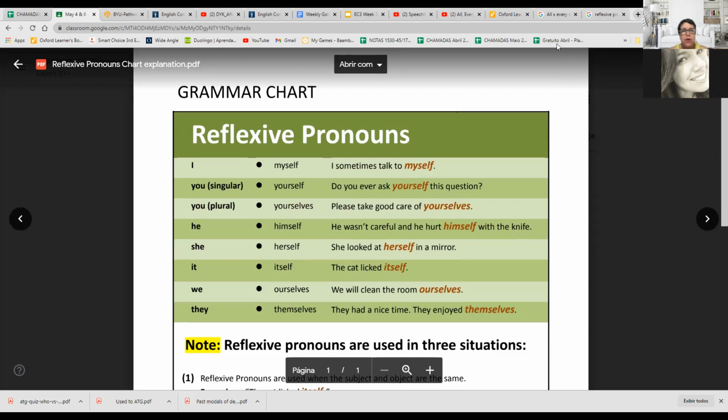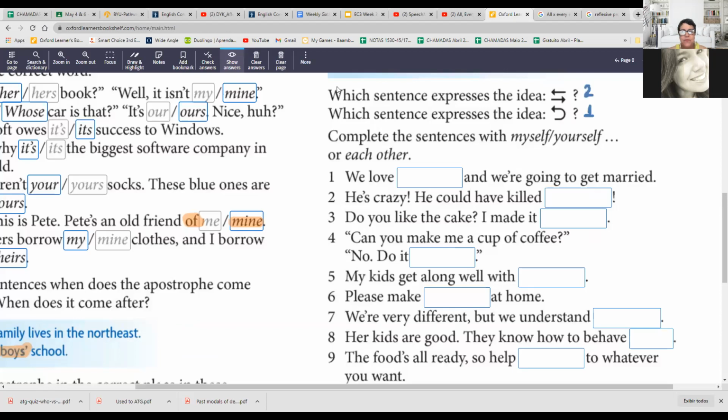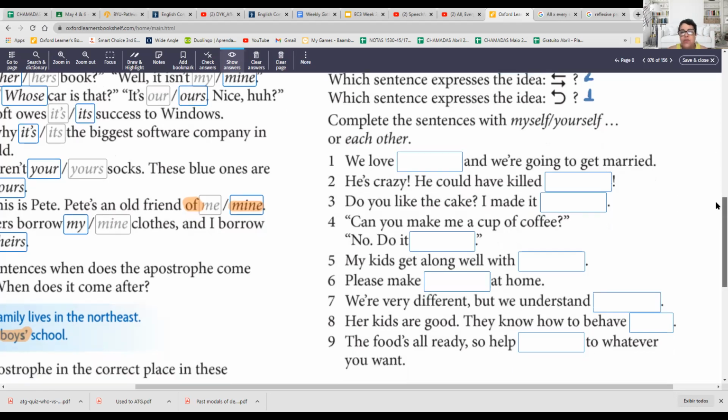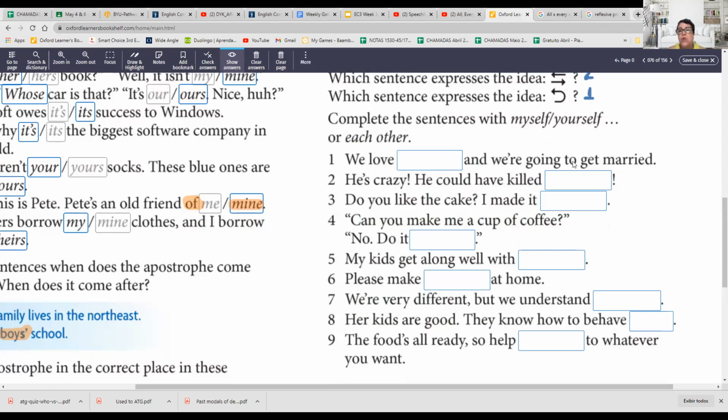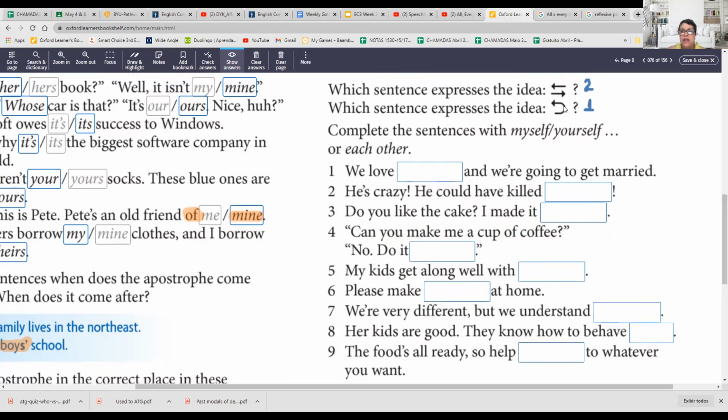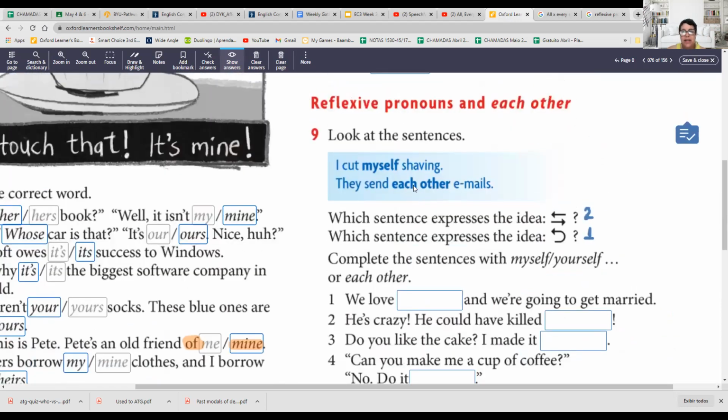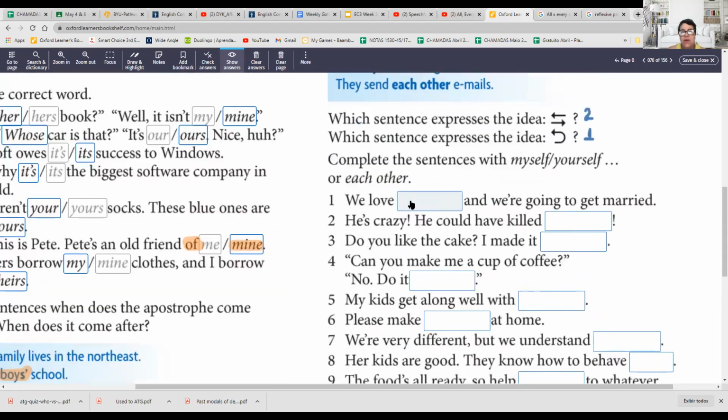Okay. So let's go back to our book. Let's see the exercises there. Okay. So complete each sentence with myself, yourself, himself, whatever, and each other. Okay. So let's do the first one together. We love and we are going to get married. What is the relationship? This one here or this one? Ah, number two. So each other. Okay. We love each other. Okay. So let me write there. So we love each other. We are going to get married.